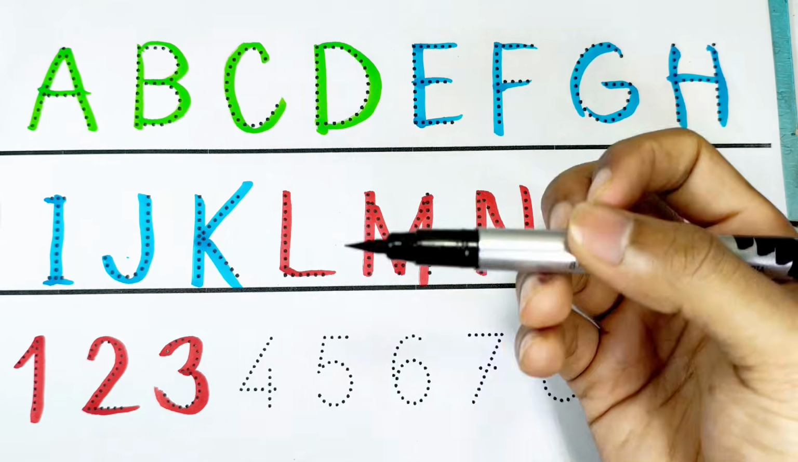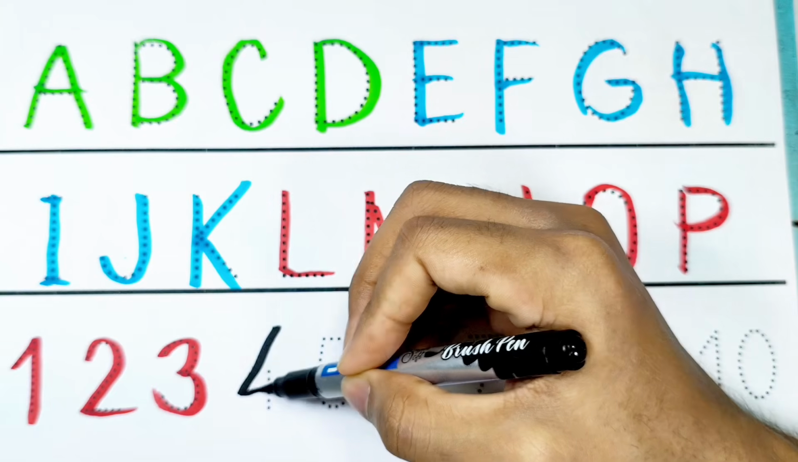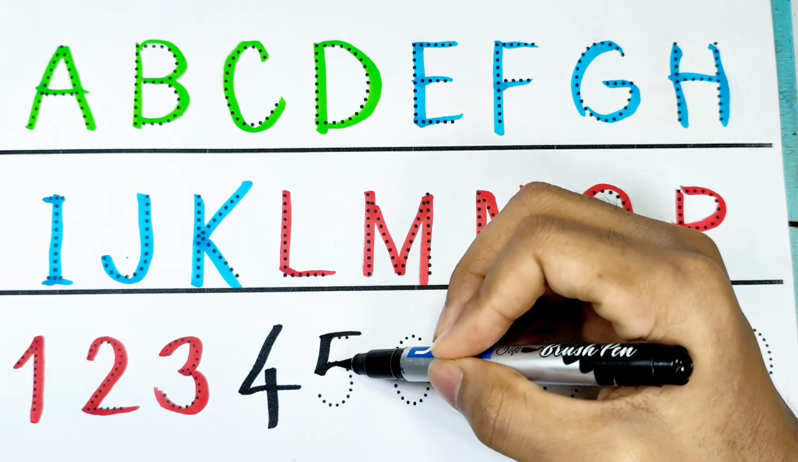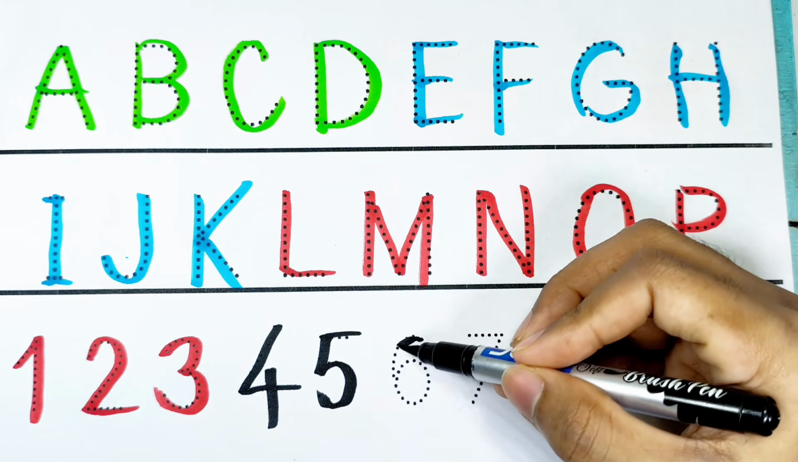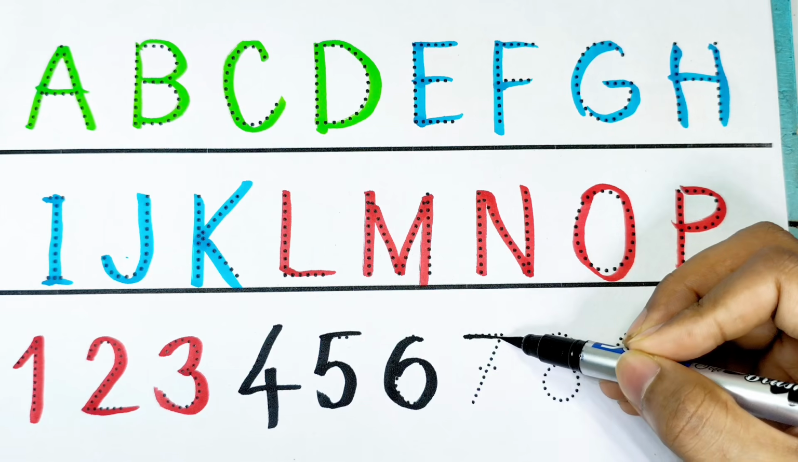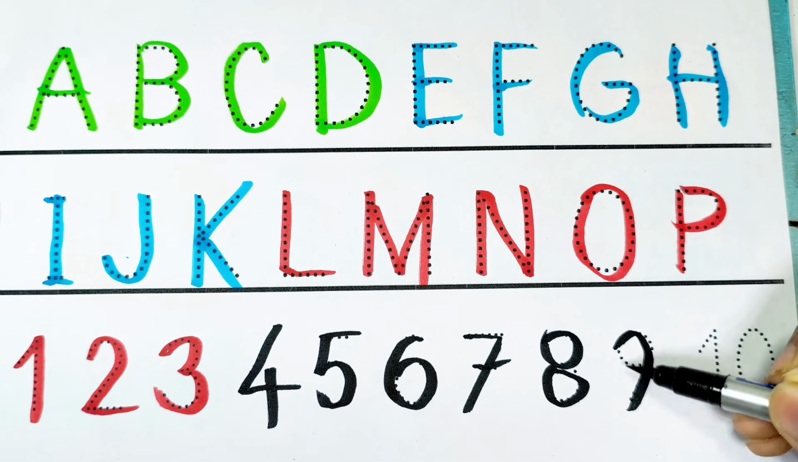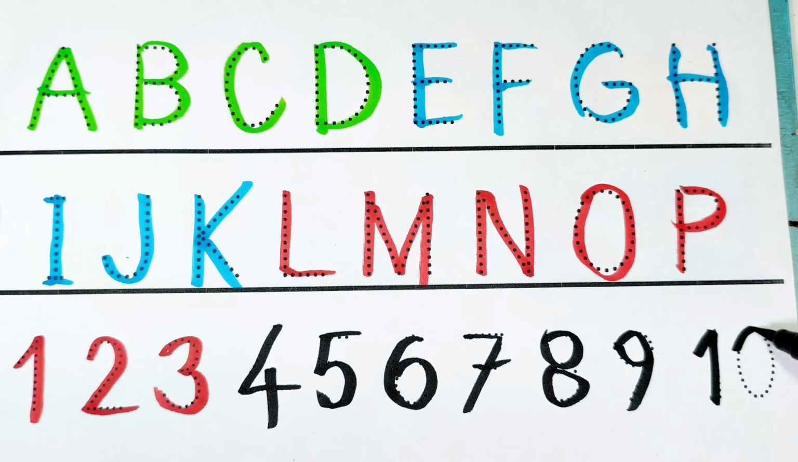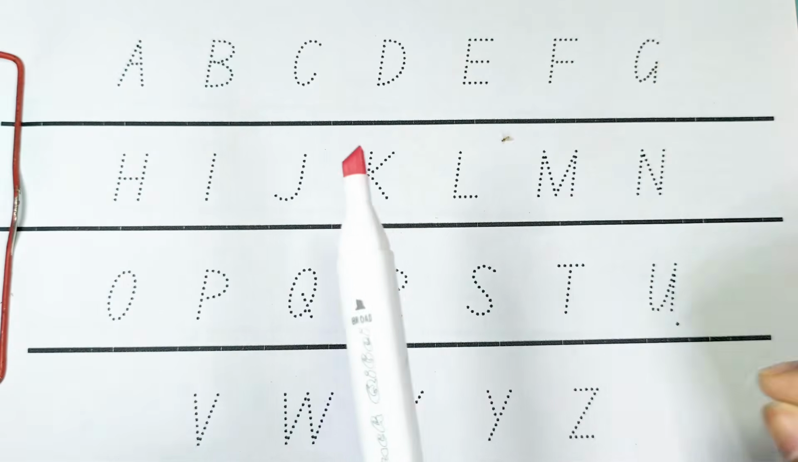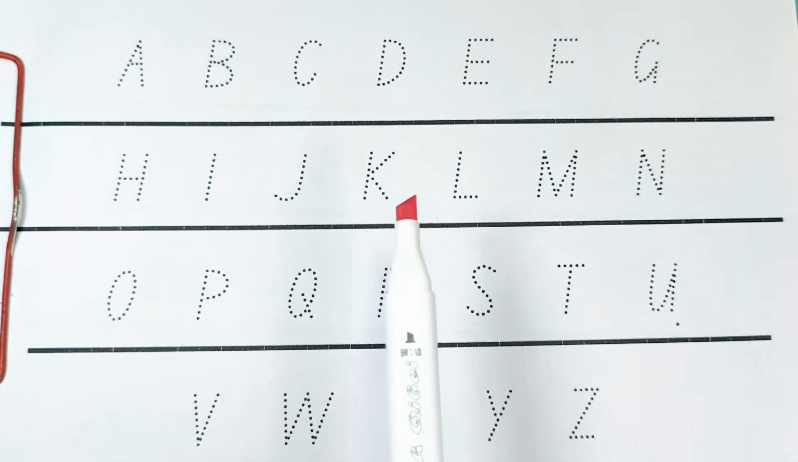Now we're using the color of black, writing the number of 4. F-I-V-E 5. 6. S-I-X 6. 7. 8. 9, and the last one is 10. T-E-N. First we're using the color of coral red color.